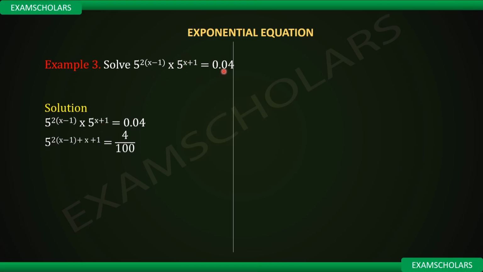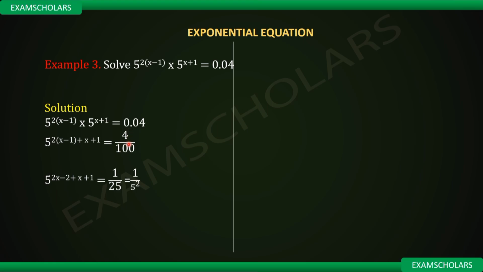Convert this to fraction. You have 4 over 100. Isn't it? Now, you can use this to expand this. And 4 in 4, 1. 4 in 100, 25. You now have 5 raised to power 2x minus 2, very simple. 2 times x, 2x. 2 times minus 1, minus 2. Then you have plus x plus 1 here.